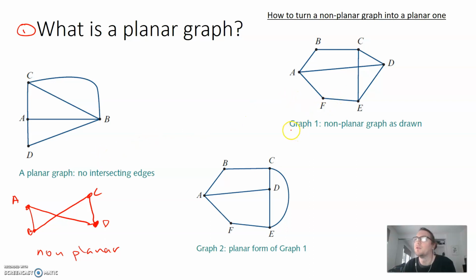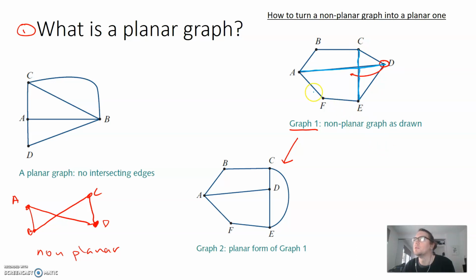So this graph here, graph 1, is non-planar, and I can turn it into graph 2 by removing the intersecting edges. In this case they've taken that vertex and moved it to the middle here, leaving that edge as a curved edge on the side. That's one way to do it. Another way, and I think the more effective way, is you identify which edges are intersecting. In this case I've got A to D and C to E.